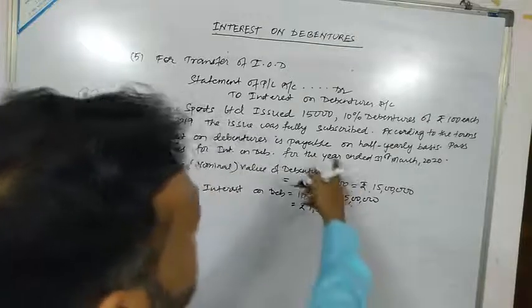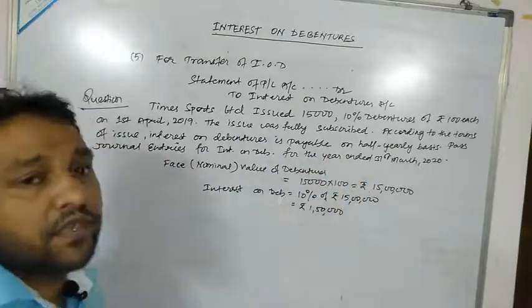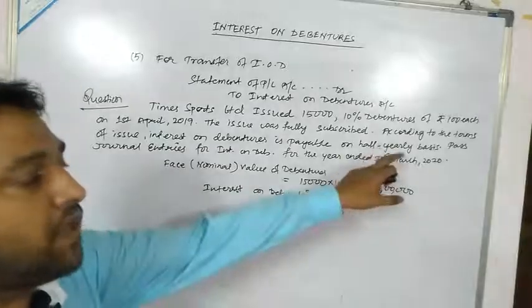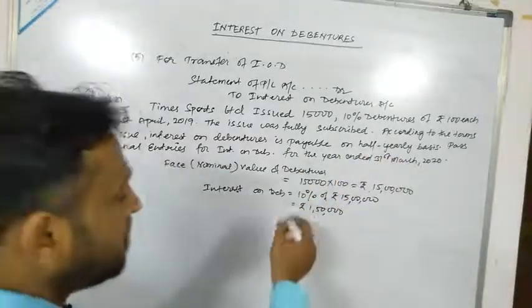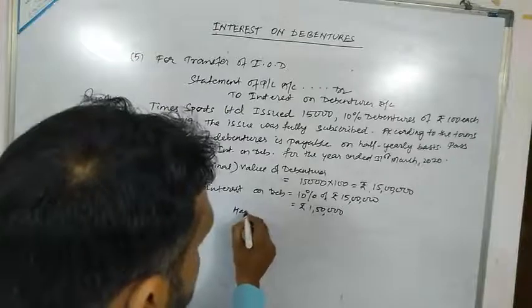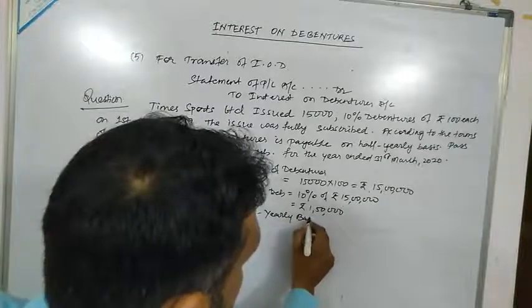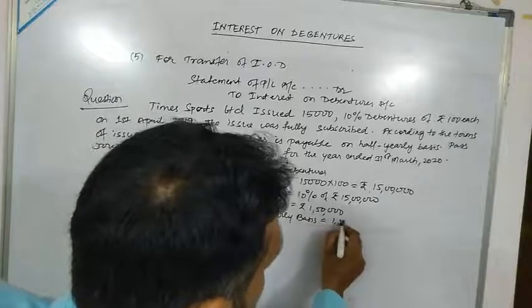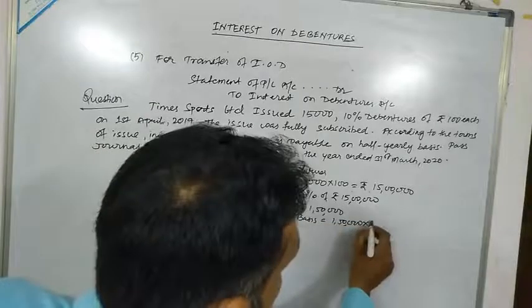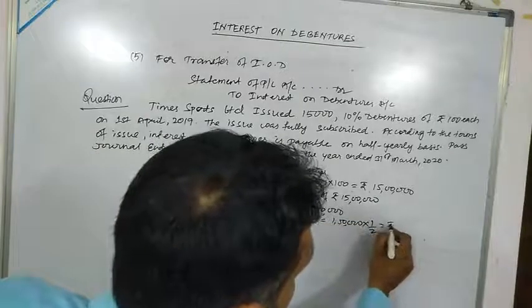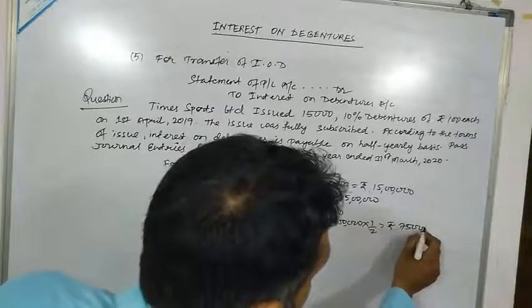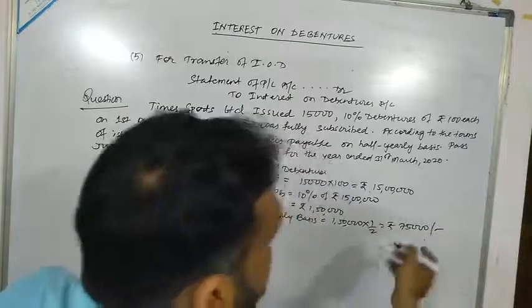Okay, but this is payable on half yearly basis. That means 2 times the company is likely to pay the interest. ठीक है, तो half yearly basis के हिसाब से पेमेंट होगा. That means 1,50,000 into 1/2. So how much company will pay after 6 months? Rupees 75,000.